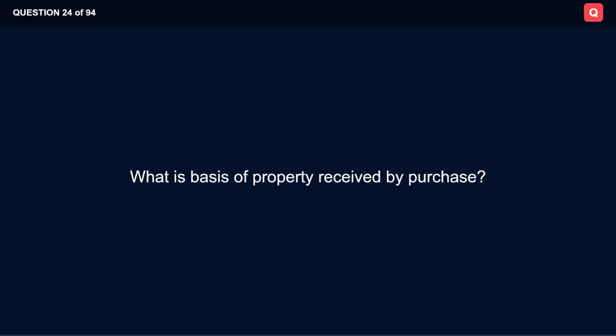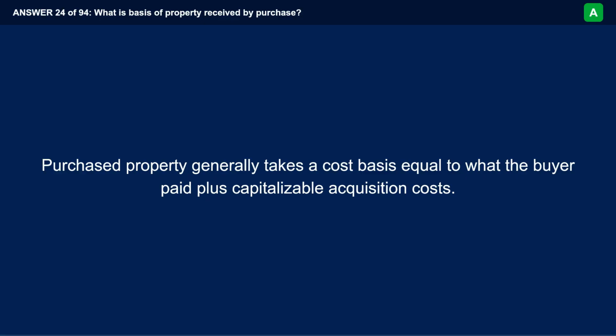What is basis of property received by purchase? Purchased property generally takes a cost basis equal to what the buyer paid plus capitalizable acquisition costs.